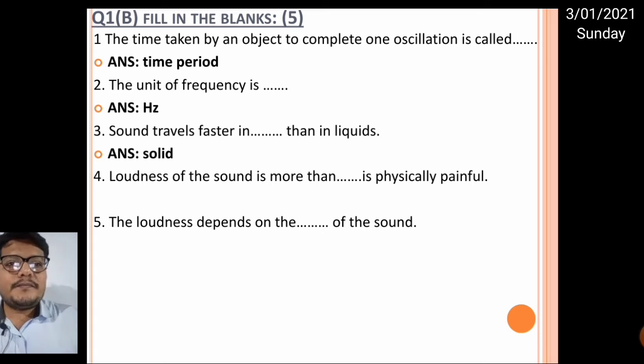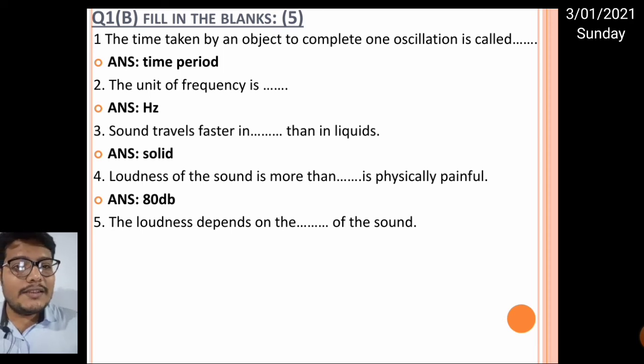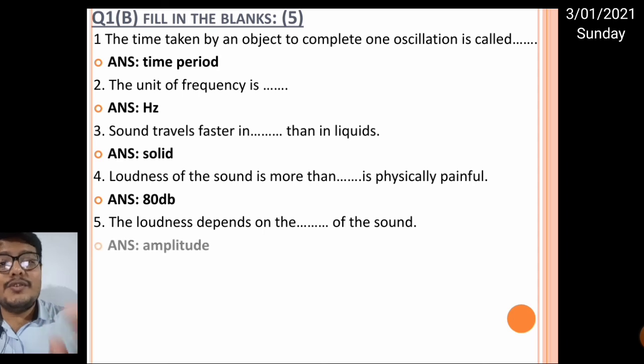So sound travels faster in solid. See number 4th. Loudness of the sound more than blank is physically painful. I just wrote one thing when I was talking about decibel, right? I wrote 80 decibel. So when the loudness of the sound is more than 80 decibel, it is physically painful. Okay, now let's see number 5. The loudness depends on the blank of the sound. Two things again, frequency and amplitude. Frequency is connected with pitch. Loudness is connected with amplitude. So here amplitude will be the answer. Okay, now let's see number 6 here.